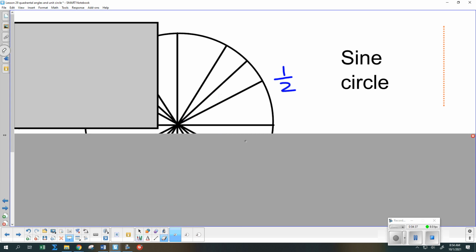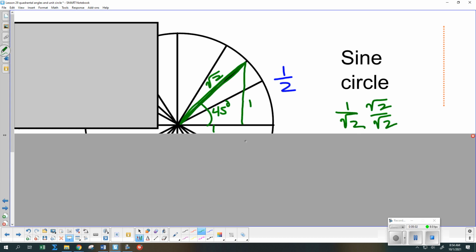If I wanted to do 45 degrees, I'd be right here. And so if I drew my reference triangle in there, I would have 1, 1, and the square root of 2. Now when I do opposite over hypotenuse for my 45 degrees here, I get 1 over root 2, but I can't leave root 2 in the denominator. So if I rationalize that, I would have root 2 over a regular 2.